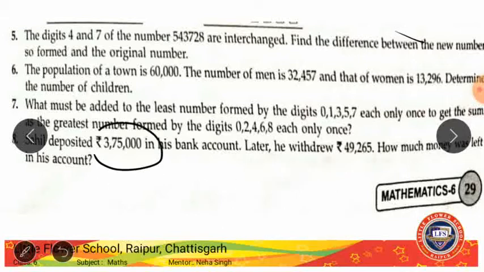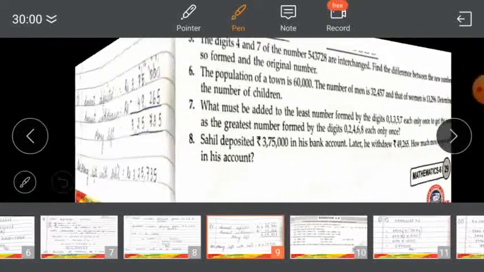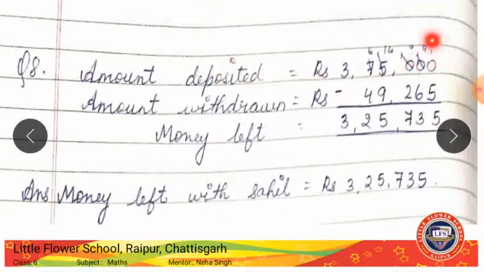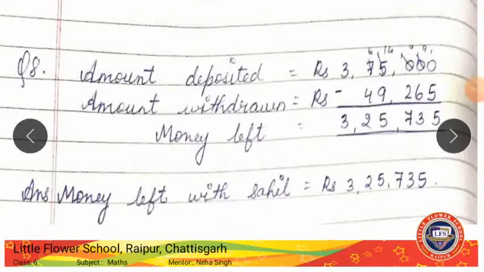Similarly, this amount was there and this he had withdrawn, taken out, right? So what will you do? You will subtract both the numbers. Amount deposited is 3,75,000, amount withdrawn is 49,265. To find the money left, we'll subtract both the numbers. Understood? This finishes exercise 2.3.